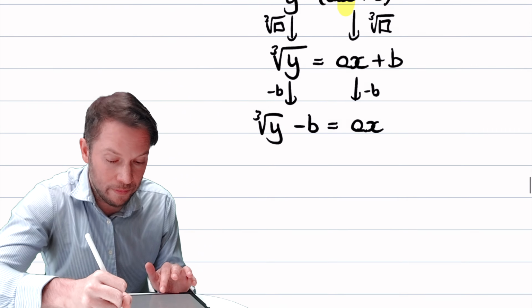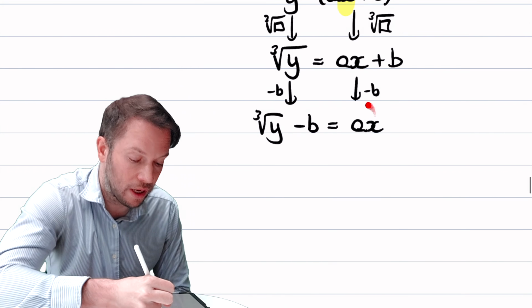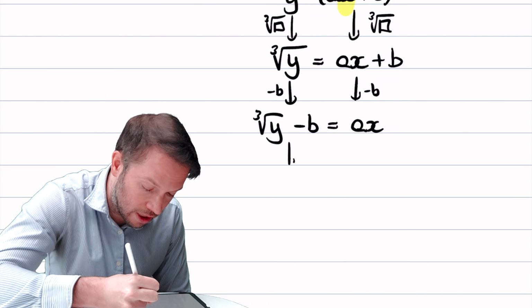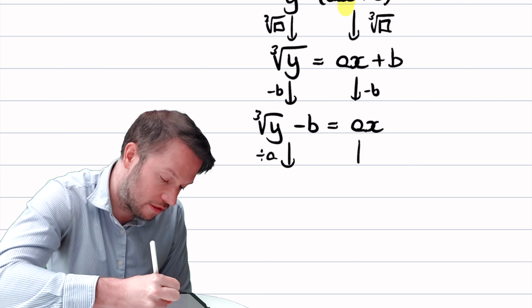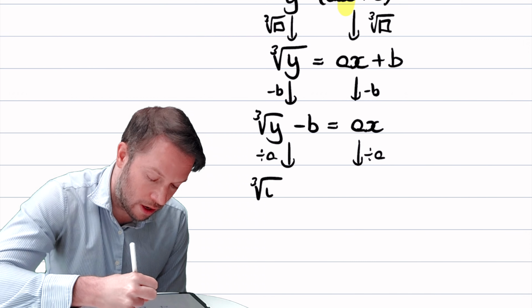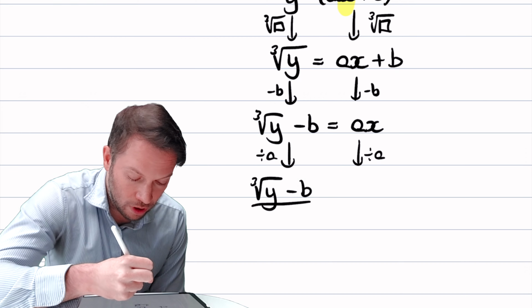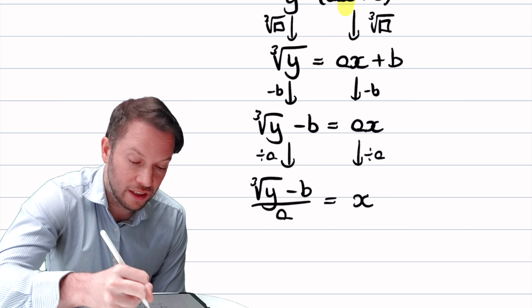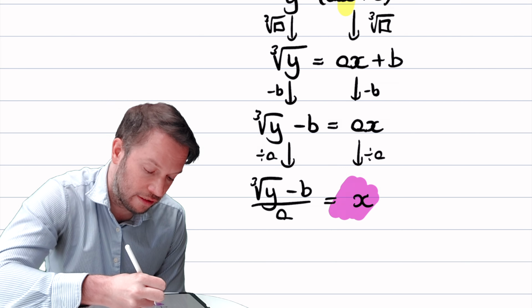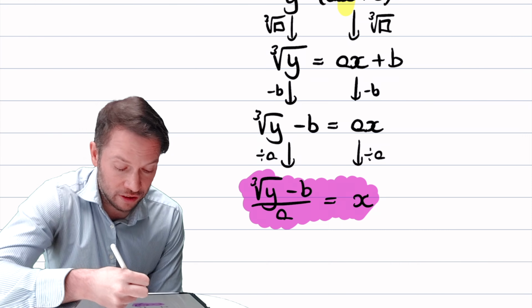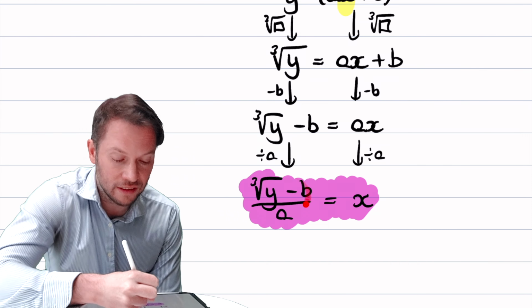And then finally, because x has been multiplied by a, to get rid of that times by a, we divide both sides of the equation by a. So if we do that, the left-hand side, we get the cube root of y minus b, all over a. And then on the right-hand side, we're just left with x. And that is the final answer, because we've got x on its own on one side of the equation. You might want to write x on the left-hand side, so we could say x equals that, if you prefer.